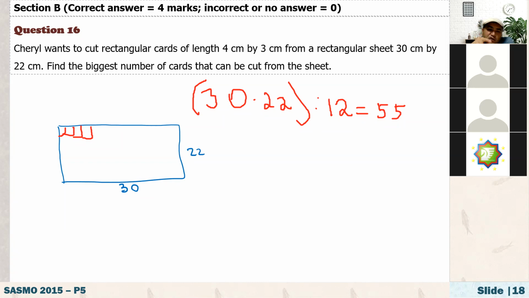Now here, Nargis, can you show on the rectangle how you are cutting this? How? Because this 22 is not divisible by 3, right? Yes. Okay, I'll show you like this, Nargis, look. Because maybe your answer is correct, but the method is not correct.